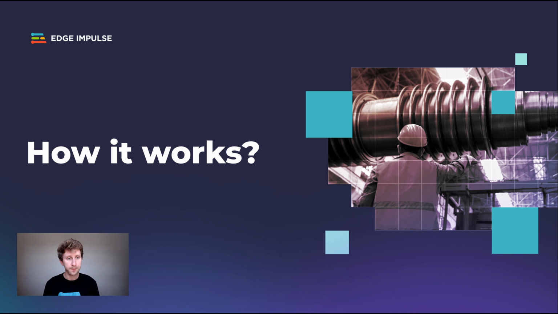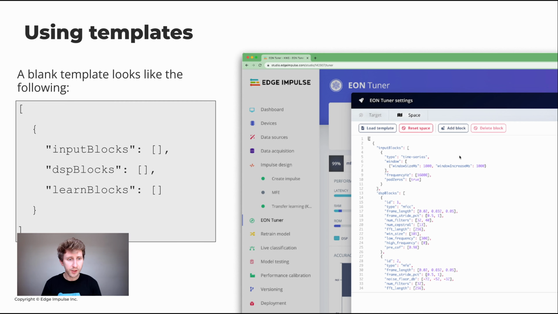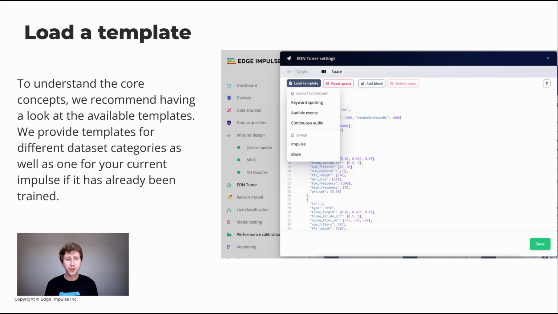So how it works, the EON Tuner uses templates. Those can be a bit hard to understand at the beginning, but basically a blank template looks like the following. You have input blocks, you have DSP blocks, and you have learning blocks. Those are the three things that are contained in your machine learning pipelines. To understand the core concepts, what I usually recommend is to load templates. We have ready to use templates and you can modify them as you want. We provide templates for different categories as well.